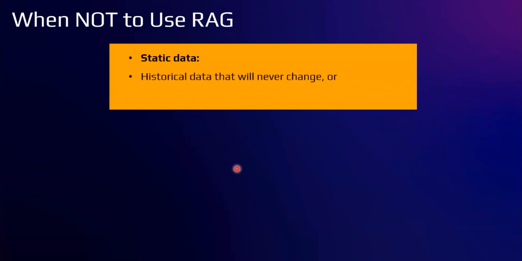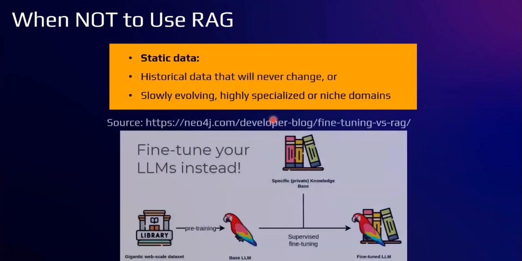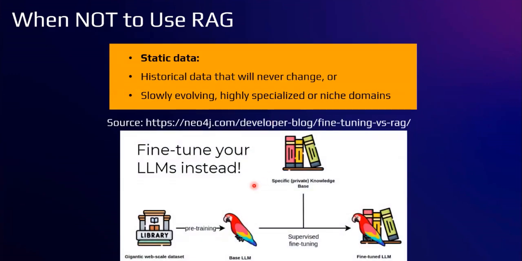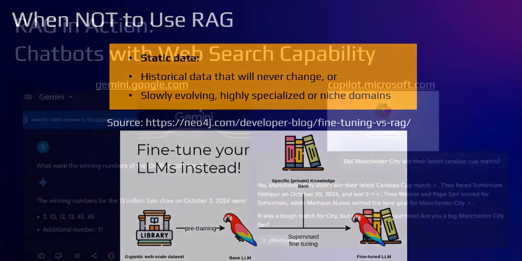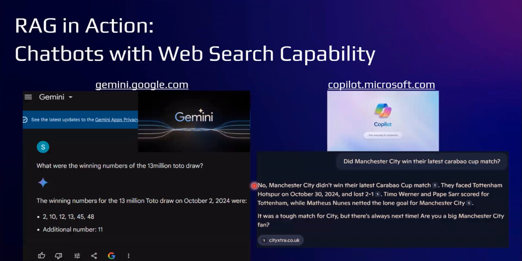So historical data that will never change, or slowly evolving, or highly specialized or niche domains, you're better off just fine-tuning your large language model instead, because then you wouldn't have to bother about maintaining your own vector database. All right. So now I'm going to give you some examples of RAG enhanced apps.